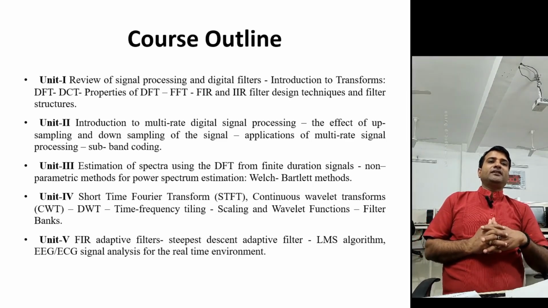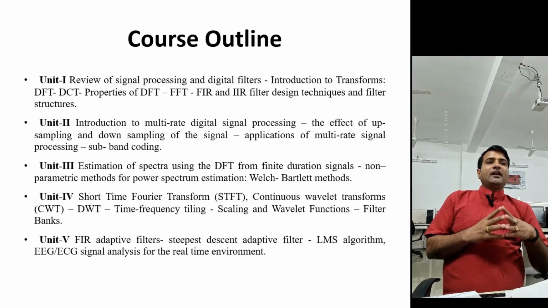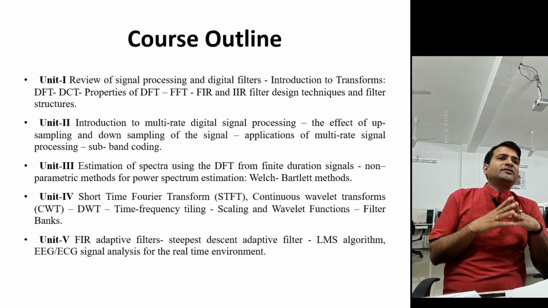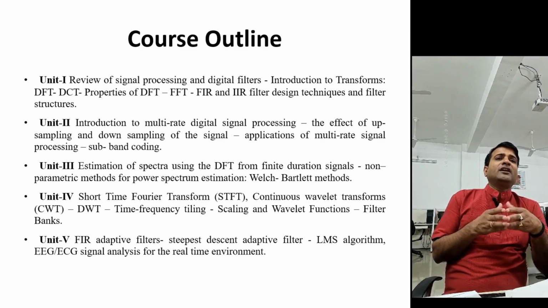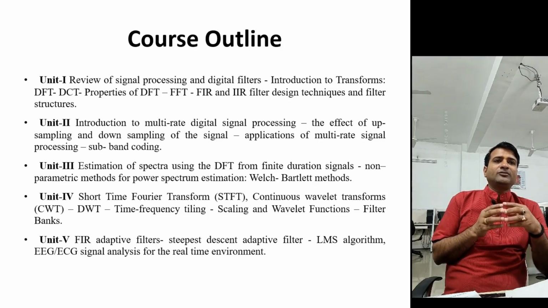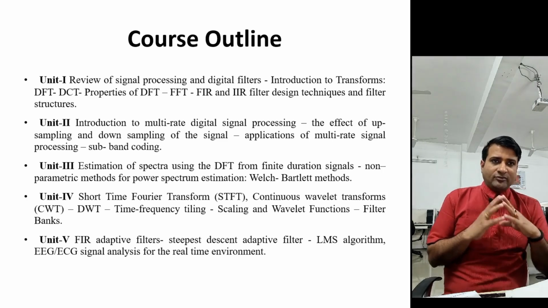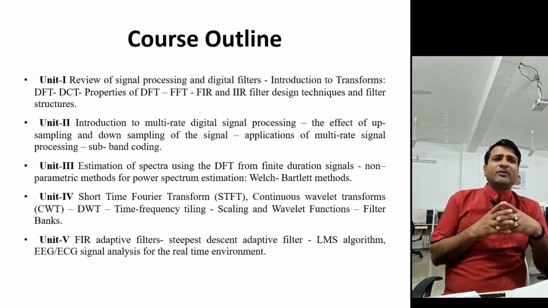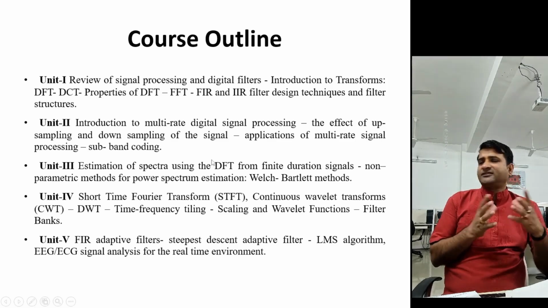The first unit is the review of signal processing, the basics of digital filters, and an introduction to the various transforms used, like the discrete Fourier transform, discrete cosine transform, and the properties of the discrete Fourier transform and cosine transform. You will also study the fast Fourier transform, which is an algorithmic approach, and the basics of finite impulse response filters and infinite impulse response filters, design techniques and structures.